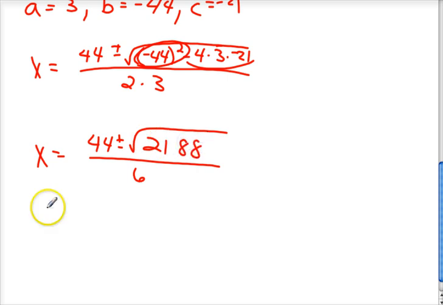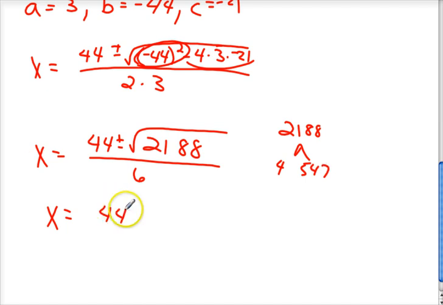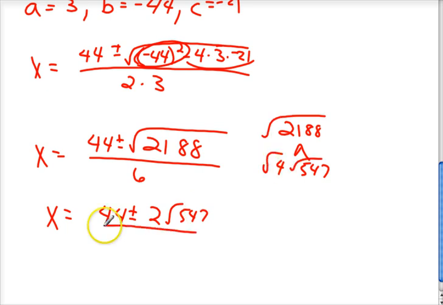And we're just going to go ahead and simplify that. 2188, very large number, but it turns out that there's only one perfect square that goes into it. That's 4. 4 goes in there 547 times. So it changes to 44 plus or minus 2 root 547, because this would be square root of 4, which is 2, over 6.